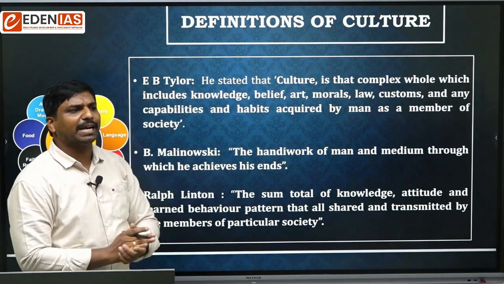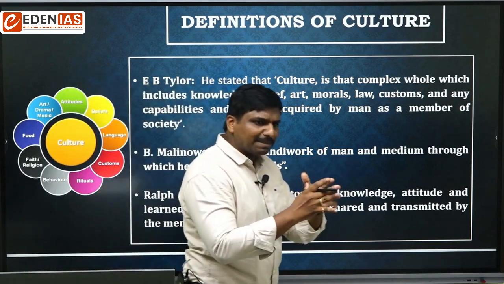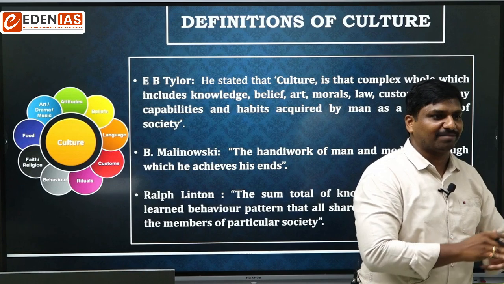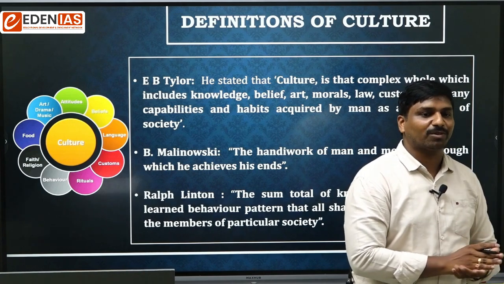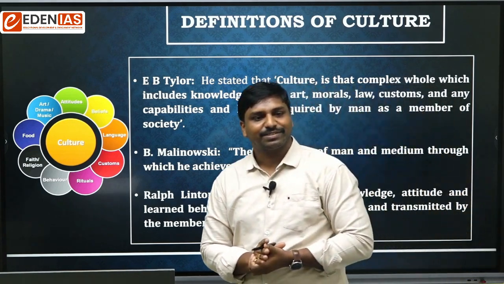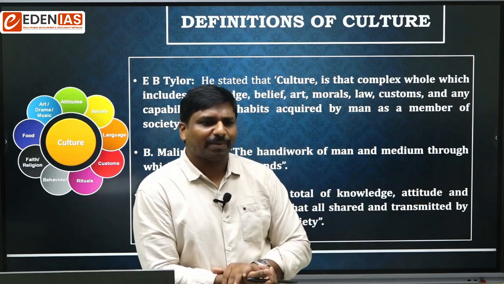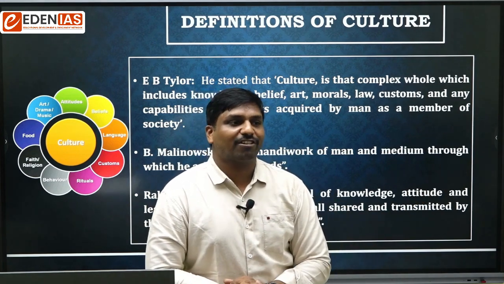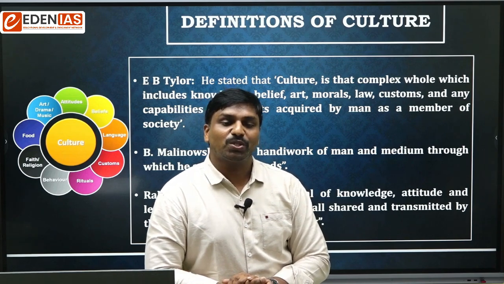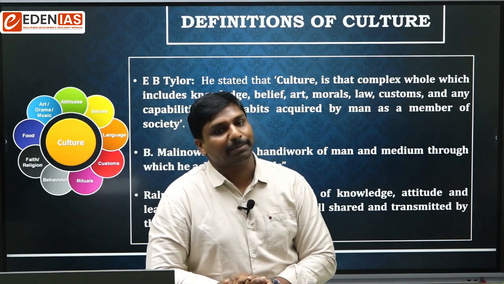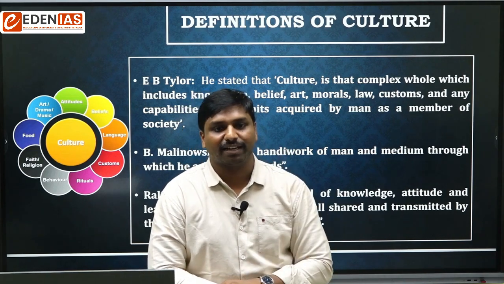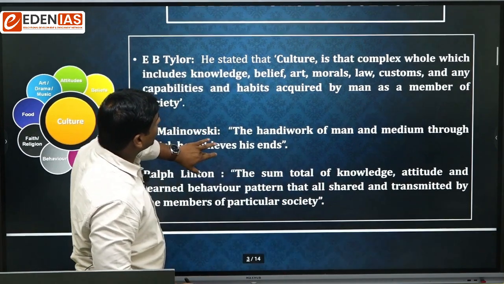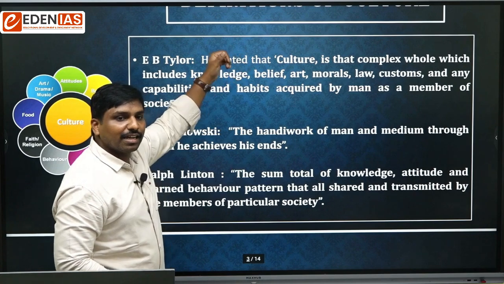In a complex manner means that till now we saw the simplest definition, that it is the total way of life of people. What does the total way of life of people mean? Lifestyle. It includes so many things, but what is included in that was not defined clearly. So there was an attempt made by E.B. Taylor to put an end to such kinds of dilemmas.